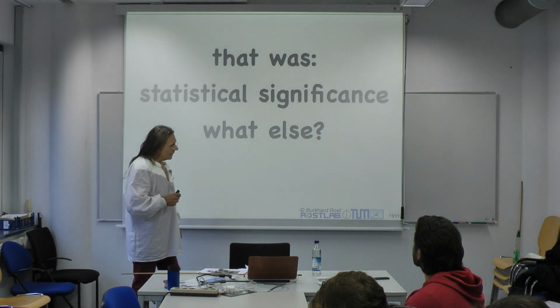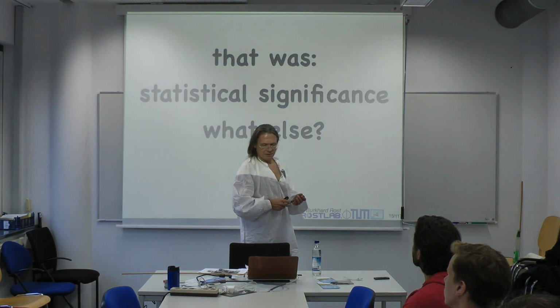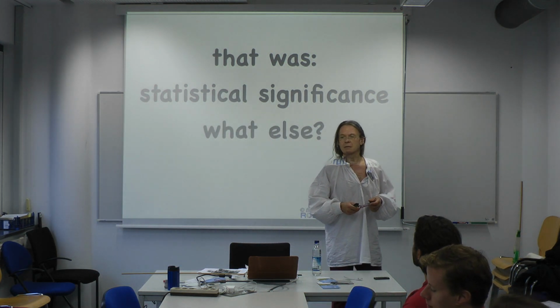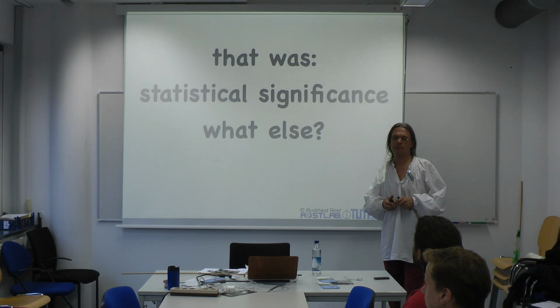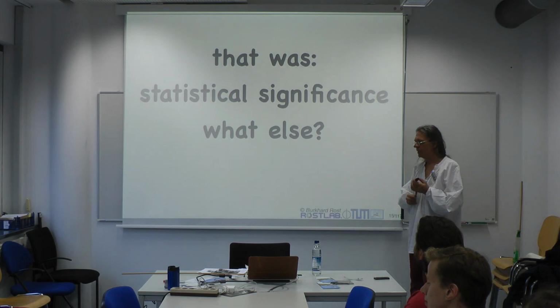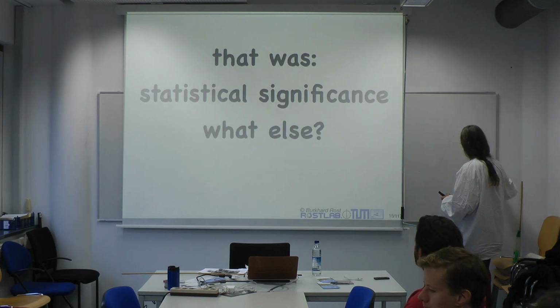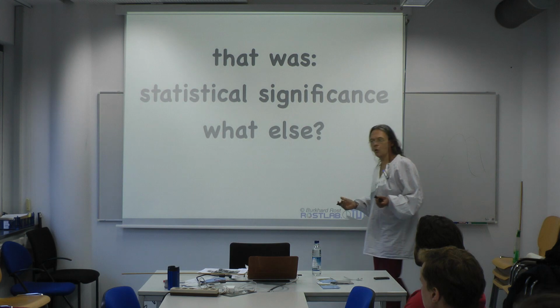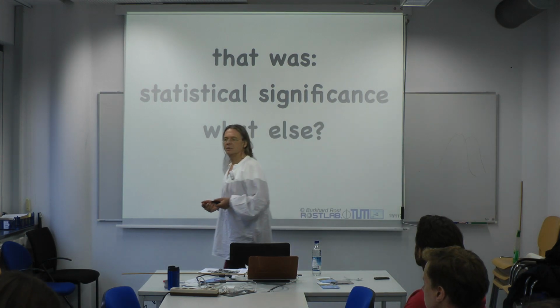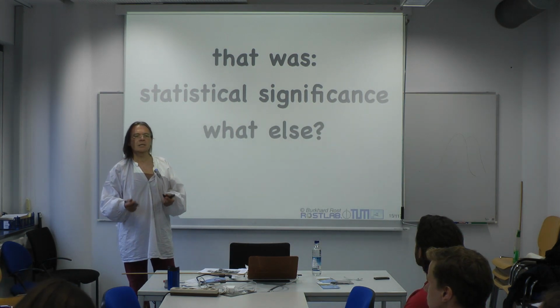Now, this was statistical significance. What else is there? Statistical significance, again, is when you have distributions and you want to say whether two distributions differ, yes or no. When they don't overlap, they're statistically significantly different.